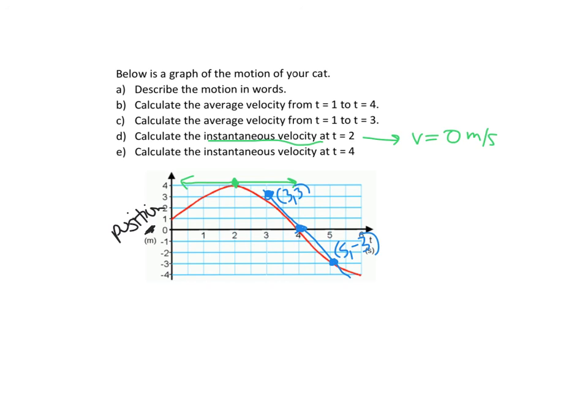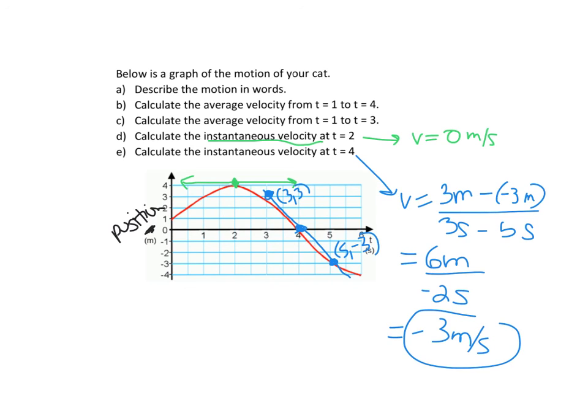So my instantaneous velocity at t equals 4 is going to be the slope of this line. Go ahead and find that on your own, please. So the instantaneous velocity is approximately negative 3 meters per second. The reason it's negative is because your cat is going in the opposite direction from where they started. So that is going to be your instantaneous velocity there.